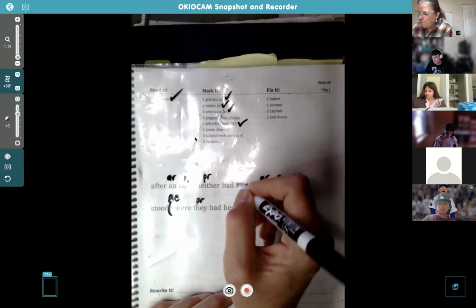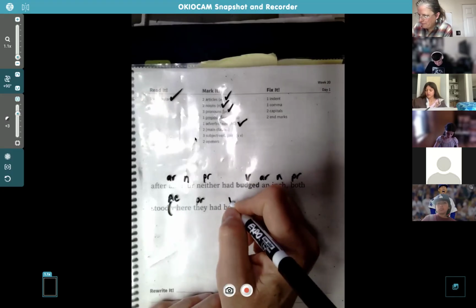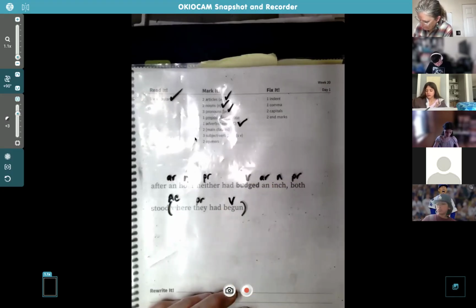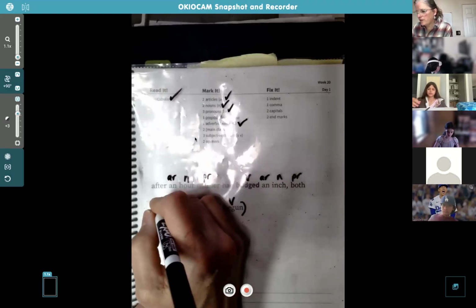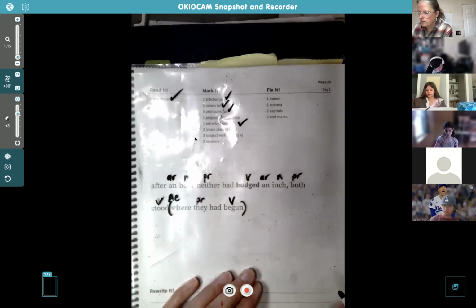Budged, good. Begun, yep. Stood, yep. Those are the action words. There are some helping verbs in there too, next to those verbs.